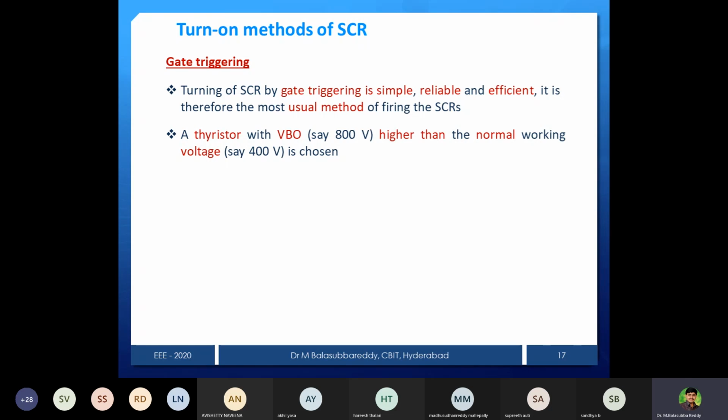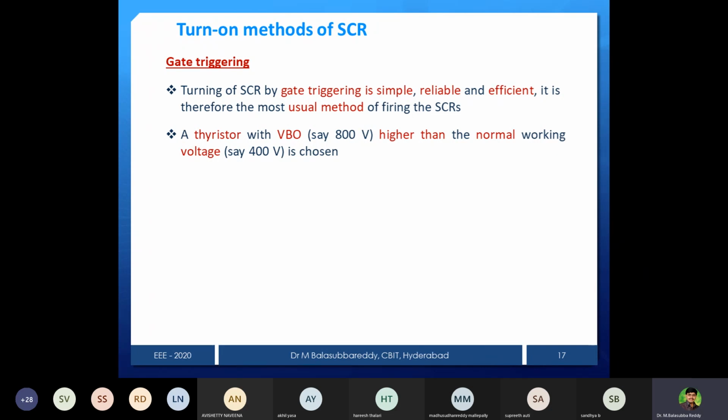Now why is VBO a problem? VBO is the forward voltage triggering case. For a thyristor, let VBO be 800 volts, as an example, when the normal thyristor rating is 400 volts. If I don't want to give the gate signal but I want to fire the device, I have to apply voltage up to 800 volts, then only the VBO will be reached and the thyristor will trigger. But is it safe?